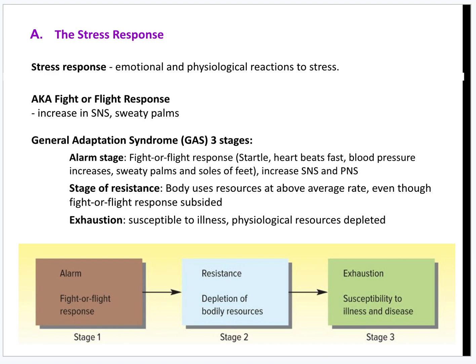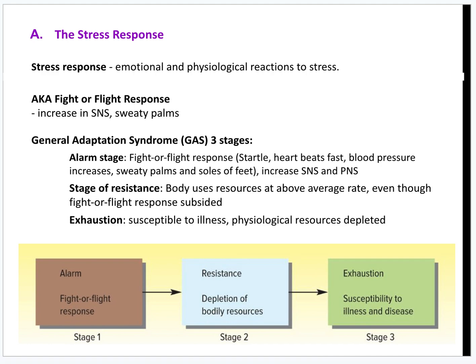So let's look at the stress response. Now, you've all heard of the fight or flight response. It's also called the general adaptation syndrome, so the GAS. And GAS has 3 stages, right? It's all about our emotional and physiological reactions to stress and the consequence that has on our body. So first you have the alarm stage, which is the fight or flight, right?